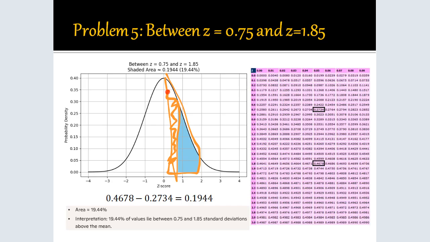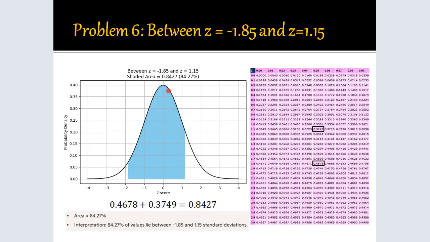But what we need is the shaded part. So we're going to subtract. 0.4678 minus 0.2734 will give us 0.1944, and then multiplied by 100, that will give us 19.44%. So meaning 19.44% of values lie between 0.75 and 1.85 standard deviation above the mean. Again, that is above the mean because that is on the right of 0.